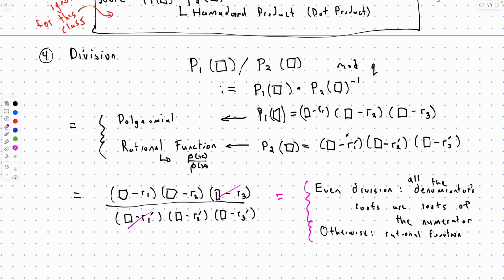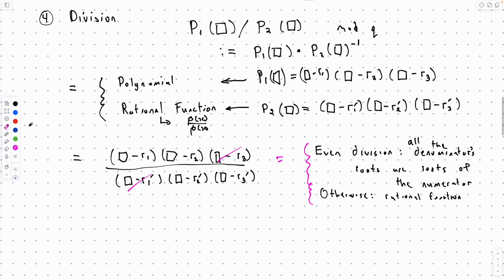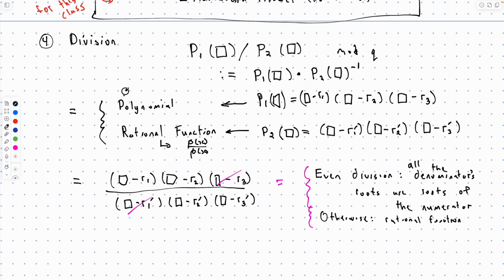Okay, what happens to the degree of the polynomial? If it evenly divides and we get a polynomial, then the degree is going to go down by basically all the roots that are in the degree of P2. So it's going to be the degree of P1 minus the degree of P2. We won't use that fact, but I'll put it in for completeness because we were talking about the degree for all the rest.